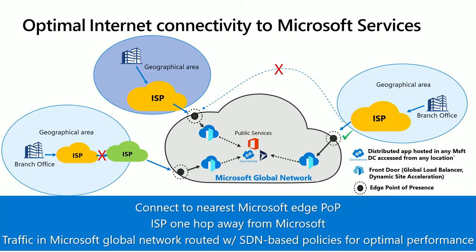This is why the best practice is to make sure that you connect to the closest edge POP. The second best practice is to make sure that between you, the customer, and us, Microsoft, there's only one hop. We don't really like intermediaries. So there's a trust chain that you need to have.